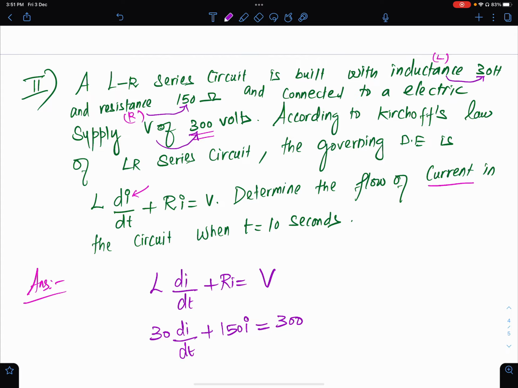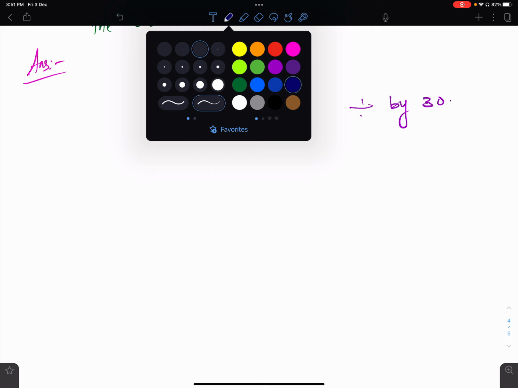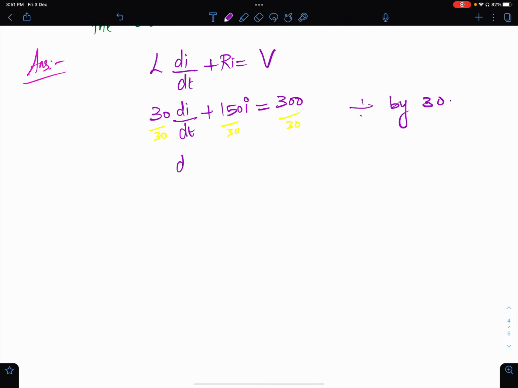So I think you can divide the entire differential equation by 30. When you divide by 30, what do you get? You will get di by dt plus 150 by 30, that is 5i, equal to 10. So 300 by 30, that is 10.